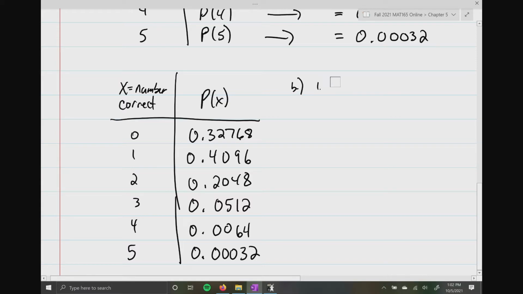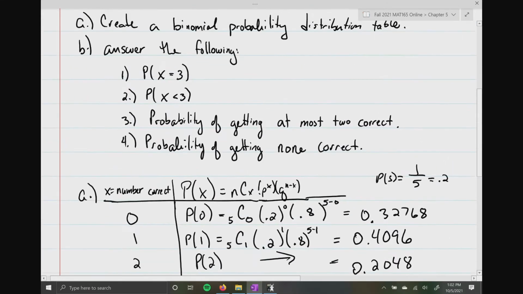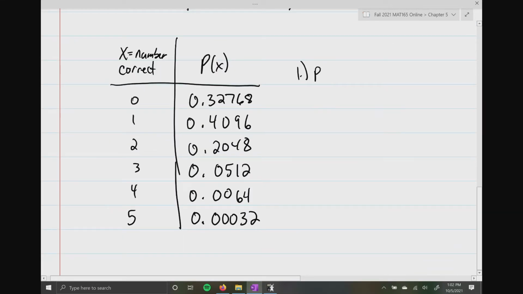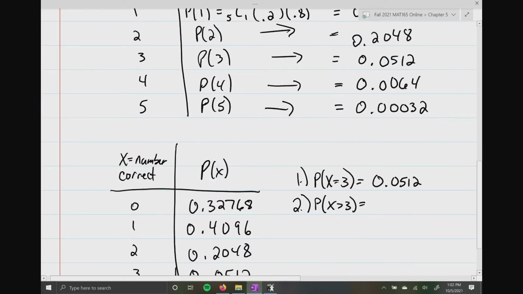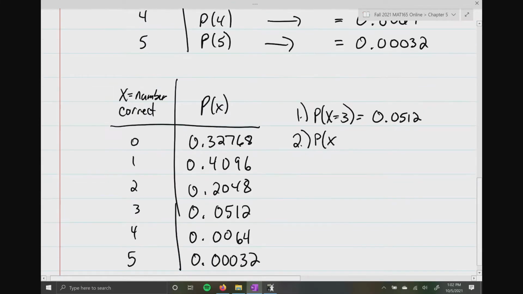So part B for question 1. What was it? P of, okay. So part 1 is asking, what's the probability of getting exactly 3 correct? Well, that's going to be right there. 0.0512. So you got basically a 5% chance of getting 3 correct. Okay? Now, part 2 says, what's the probability of getting more than 3 correct? So let's see, is it more than 3? Nope, I already screwed this one up. Probability of getting less than 3 correct.